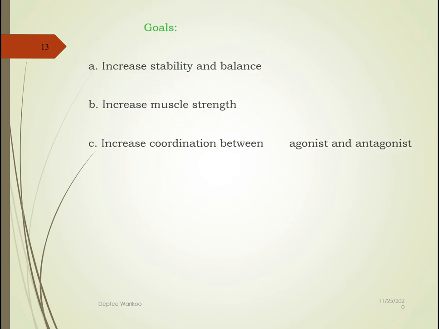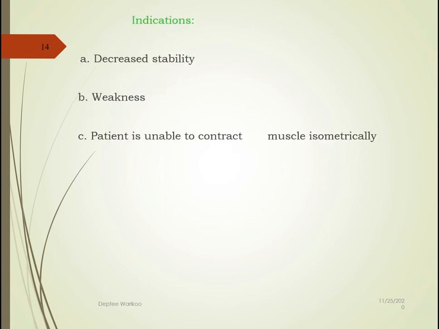Now, what are the goals? First is to increase stability and balance. Second is to increase muscle strength. Third is to increase coordination between agonists and antagonists. Now, what are the indications? First is decreased stability. If any part you have stability is being compromised, you can practice slow reversal holds. Weakness, and if patient is unable to contract muscle isometrically, then you can use it.